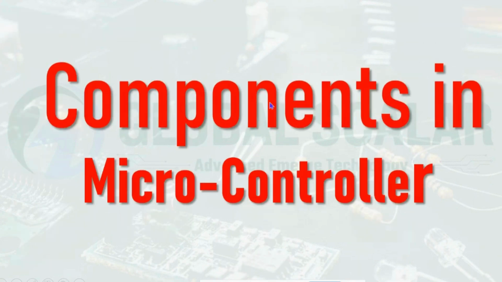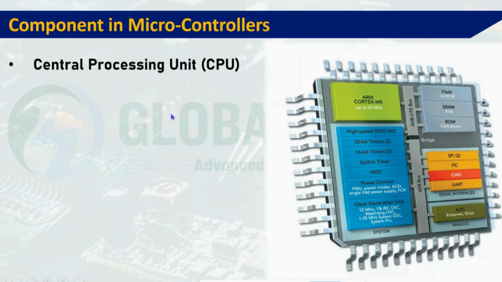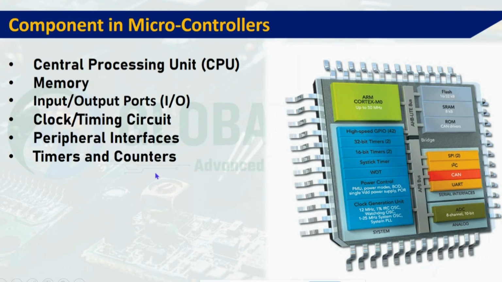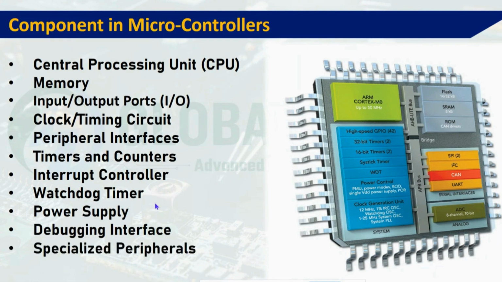Next, what are the components in the microcontroller? The components in the microcontrollers are the central processing unit (CPU), memory, input and output ports, clock and timer circuits, peripheral interfaces, timers and counters, interrupt controllers, watchdog timer, power supply, debugging interfaces, and specialized peripherals.